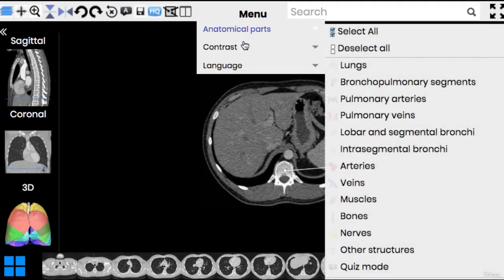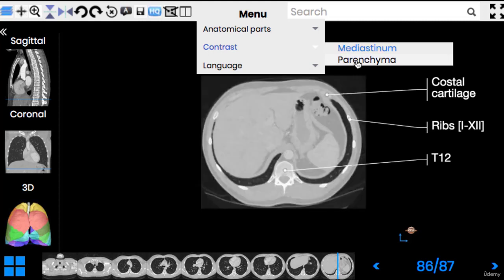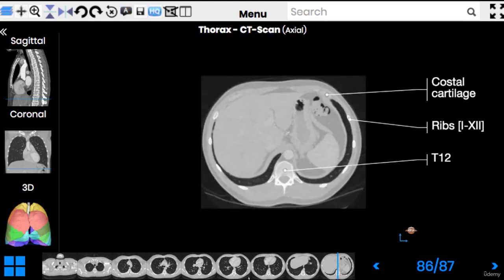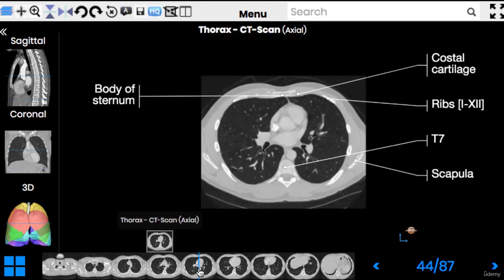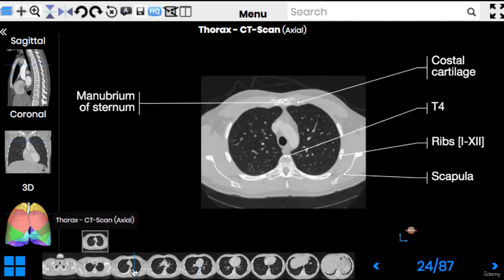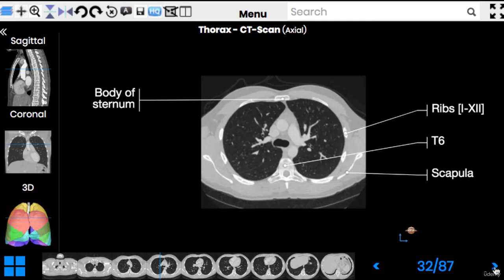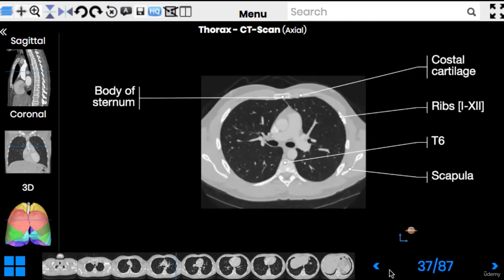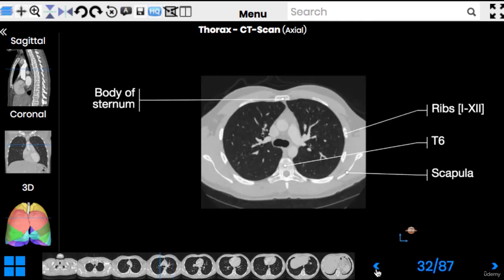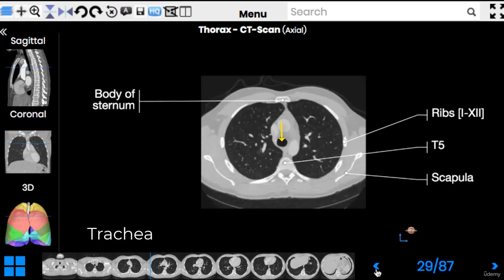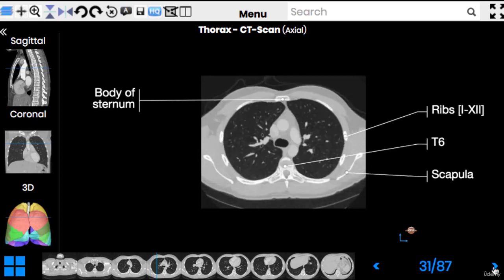Okay, let me change the settings now to the parenchyma and scroll up to the level of the pulmonary trunk. Again, this level, and look at the trachea. The trachea is much better visible in the parenchyma mode. At the level of T5, you see how the trachea bifurcates.